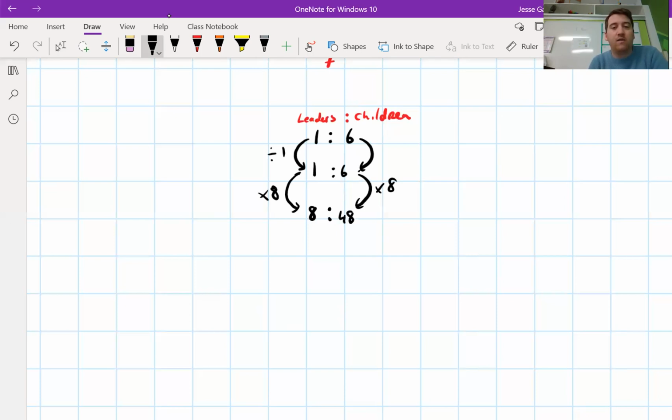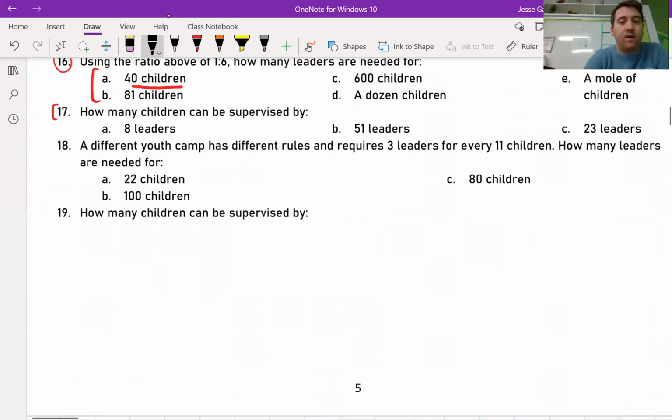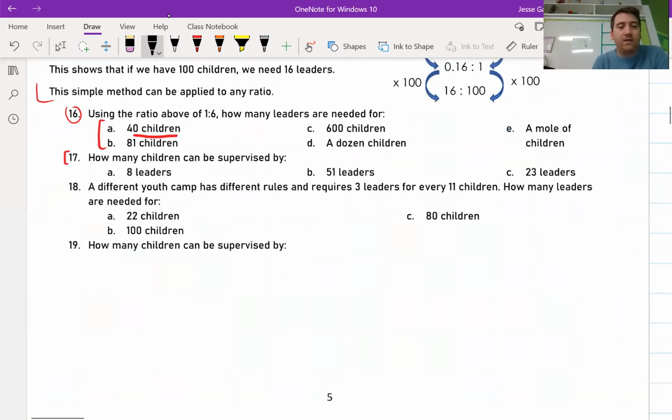So 8 liters, 48 children. Okay, that's the ratio. So you're ready to do the next one. Go ahead, pause the video and do part B and C in 17 now. Go ahead, do that.